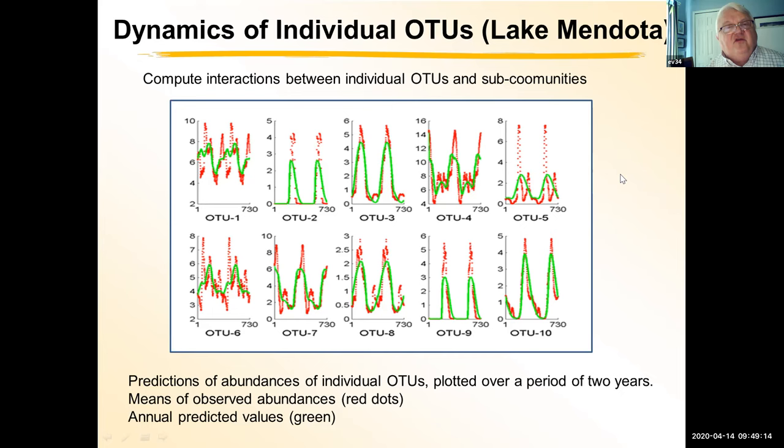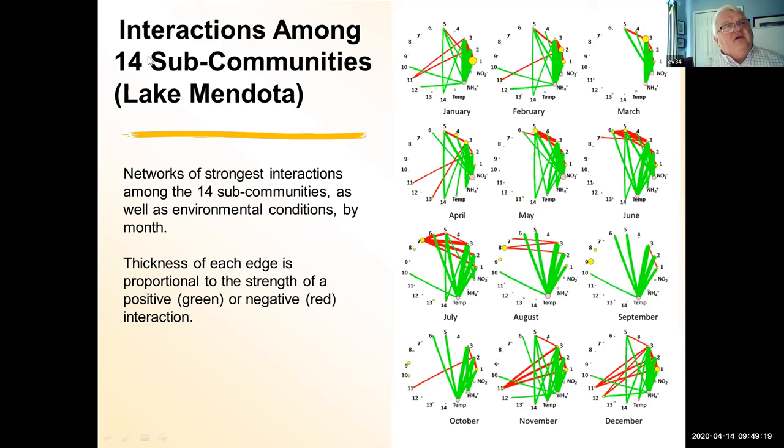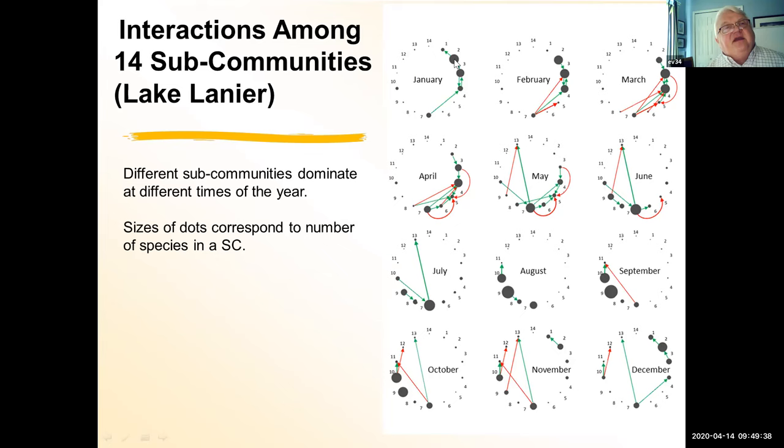We can also look at how these communities interact, and this is for Lake Mendota, and you can see the green are positive interactions, the red are negative interactions, and the interaction structure changes from January through December. It's the same for Lake Lanier, and you can see the thickness shows the prevalences of the different communities, and you can see it goes around all the way, and here's December, and it hooks up with January again. And then we have positive interactions, negative interactions.